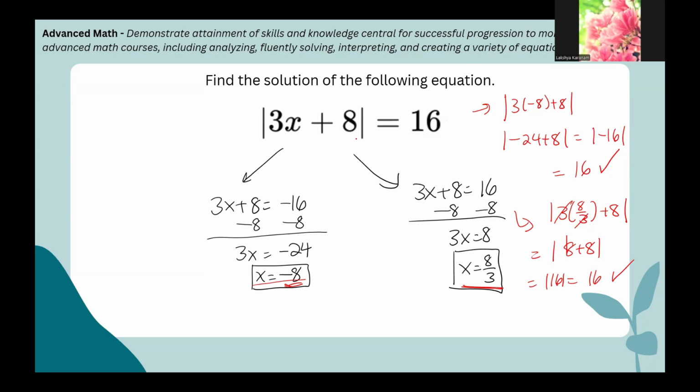So again, anytime you see absolute values, it's very simple. All you do is split it into two separate equations that you're trying to solve, one with the negative version of this number and one with the positive version of this number. Okay.